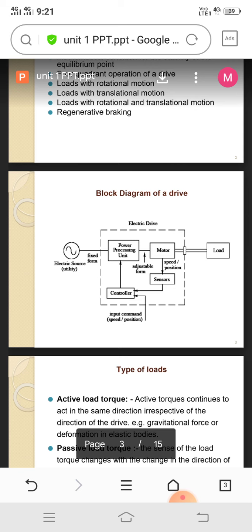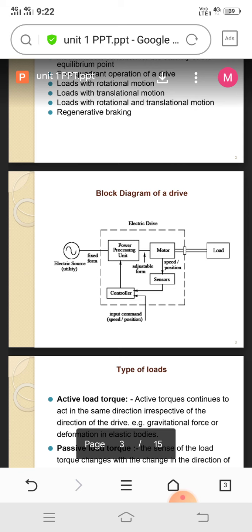Whether the source is AC, the load is an AC load. Whether the source is DC, the load is DC. So the source always depends on the load needs, not load sources. Now I take the example of an AC source here. This AC source feeds the power processing unit.